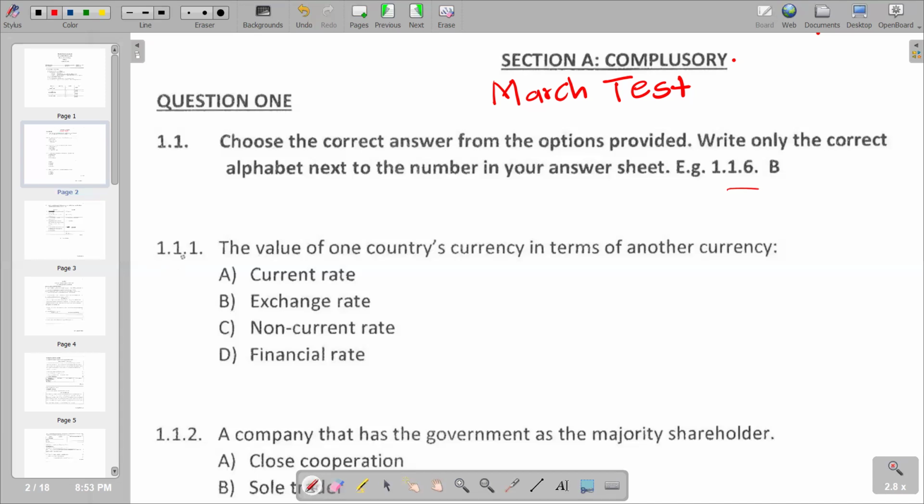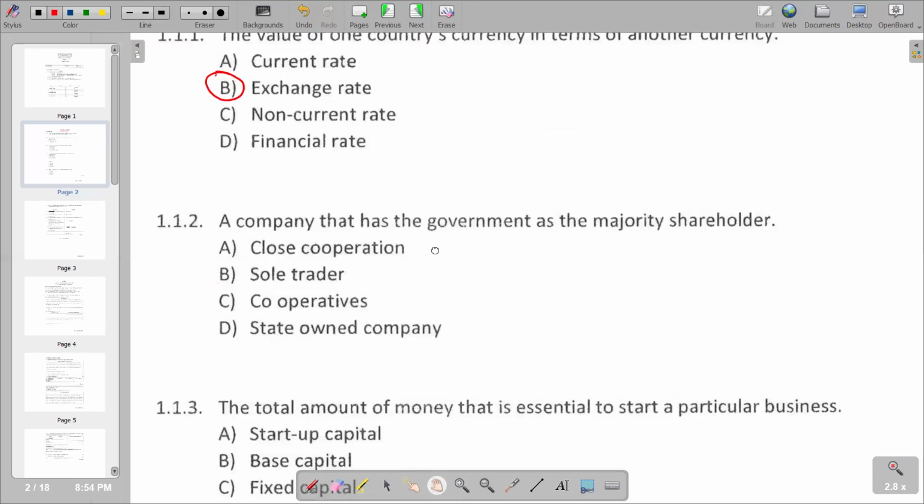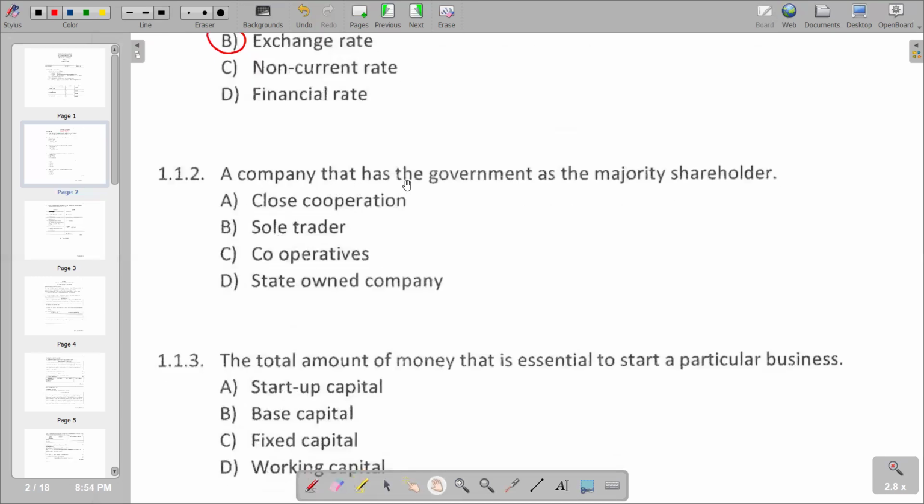Given the first question, which reads the value of one currency, you're given current rate, exchange rate, non-current rate, financial rate. The most appropriate, the correct answer, is exchange rate, which represents the value of one currency in terms of another currency. We go to the next part of the question, the second part. This is a company where the government is the majority shareholder. We know that it's a state-owned company. So we have D as the correct response.